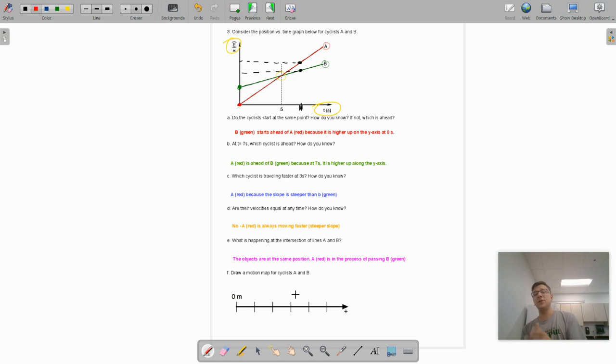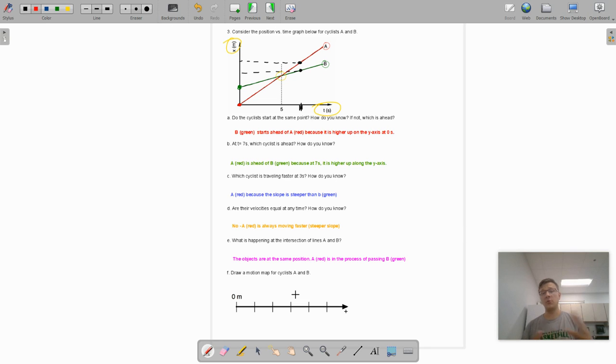Now, this is different than the first page because it doesn't actually have a graph for us to go off of with specific numbers. This one is very vague. What's important here is the difference between your motion maps of A and B. That's what's important. So A starts at 0 meters. B does not start at 0 meters. So there's one difference between them. A has a steeper slope, meaning that it is moving faster than B.